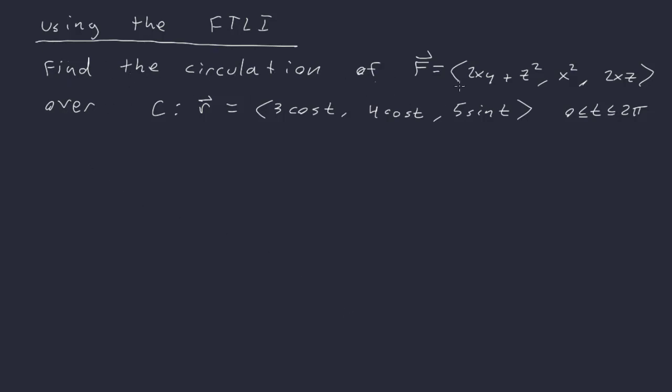So, for example, say we want to find the circulation of F, which is the vector field 2xy plus z squared, comma x squared, comma 2xz, over C, which is the vector-valued function 3 cosine t, comma 4 cosine t, comma 5 sine t, from t ranging from 0 to 2 pi.